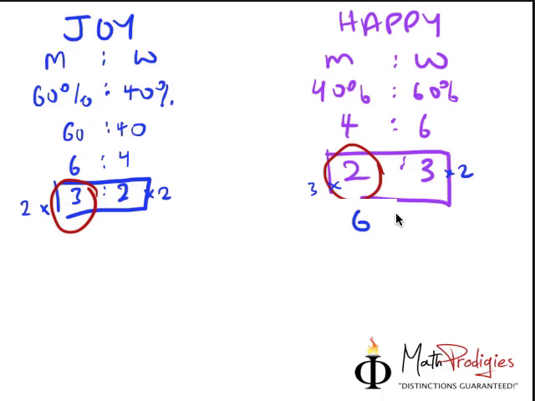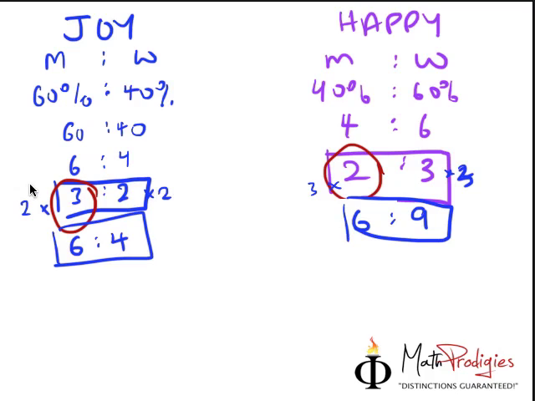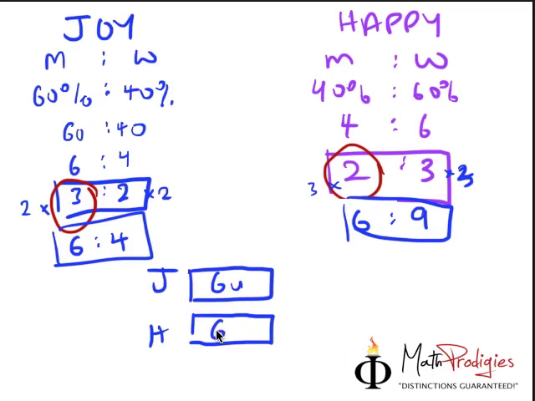So what do we get? Sorry, 3 times 3, 3 times 3. So 6 is to 9 and 6 is to 4. Now we get the same over here. So in other words, if you were to draw a little model now, what you will see is 6 units, and 6 units, and we have 4 units over here, and we have 9 units over here.